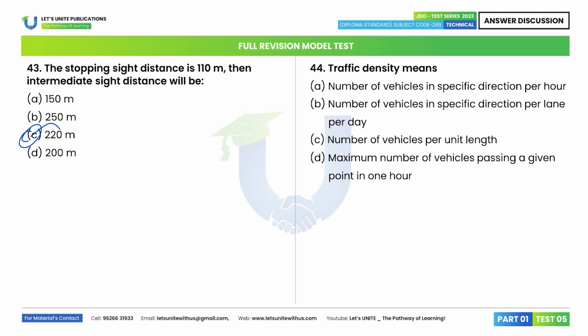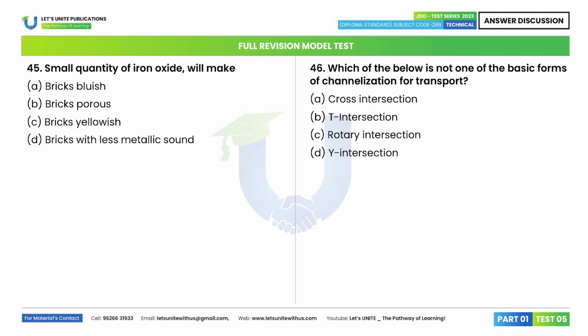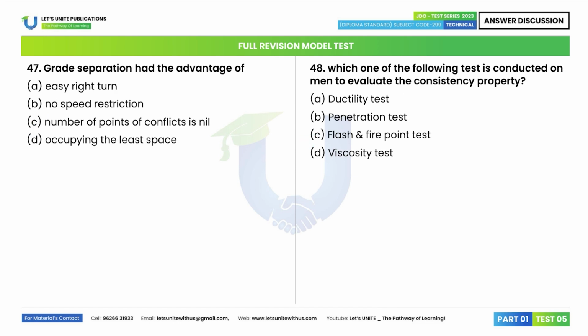Option C. Next 44th question. Traffic density means number of vehicles per unit length. Option C. 45th question. Small quantity of iron oxide will make bricks yellowish. Option C. 46th question. Which of the below is not one of the basic forms of channelization for transport? Idoda answer pathina rotary intersection. Option C. 47th question. Grade separation has the advantage that number of points of conflict is nil.